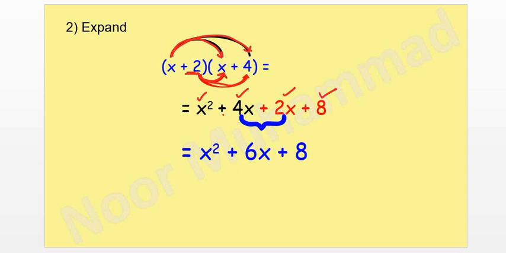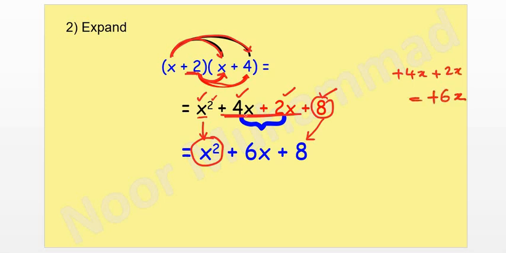Now this 4x and 2x are like terms because they have the same variable x, right? Here the variable is x, but it has exponent 2, so it makes it different from these two. So x squared will remain x squared. This 8 is a constant term, so it will remain 8, but these two, positive 4x and positive 2x together, will give us positive 6x. So these are going to be replaced by positive 6x. So this will be our final answer.